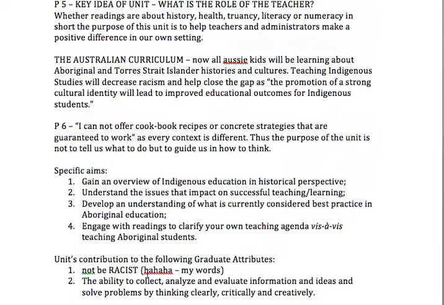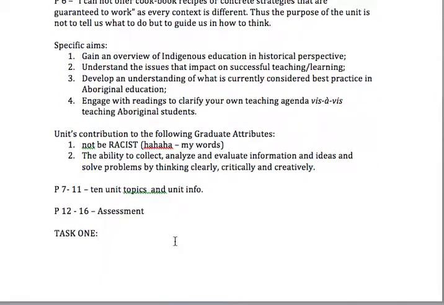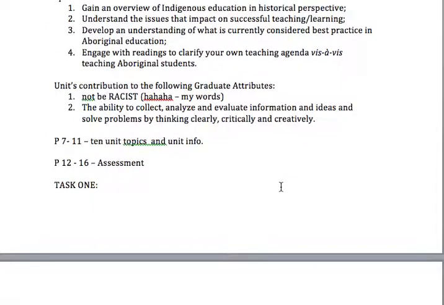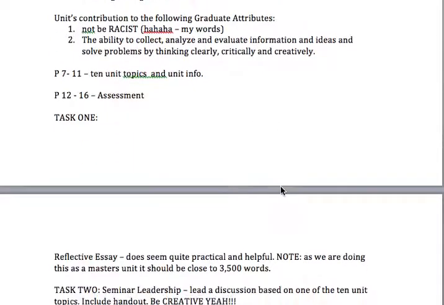Okay, and then the bigger graduate attributes that she's trying to get us to develop is not to be racist jerks and think critically and creatively. Then the next bit, I was just going through topic by topic, which was quite interesting, but I won't summarise all of that now. And the assessments.